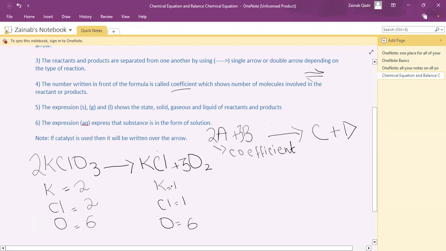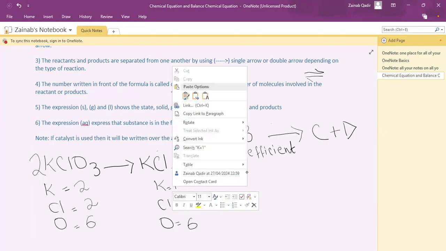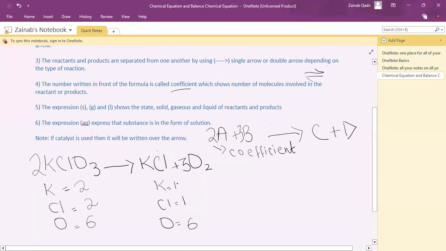Similarly, we have to write simply 2 here. So now the equation is balanced, that is 2KClO3 gives 2KCl plus 3O2. Got it? Thank you.